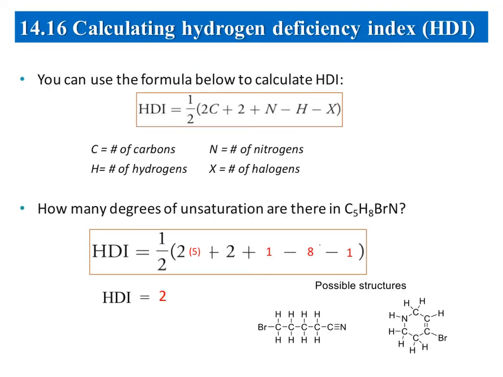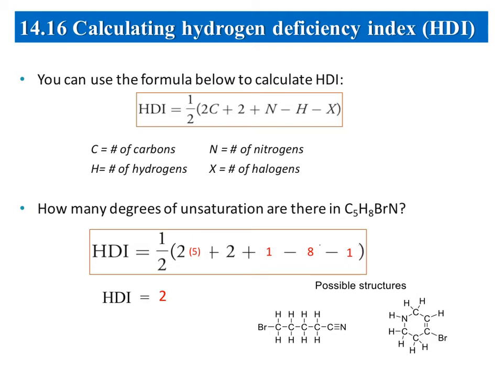Here is the formula for HDI calculation. So this formula says that we need to do 1/2 of 2 times the number of carbons plus 2 plus the number of nitrogens, minus the number of hydrogens in the formula and minus the number of halogens. That X means halogens, and halogens are fluorine, chlorine, bromine, and iodine.